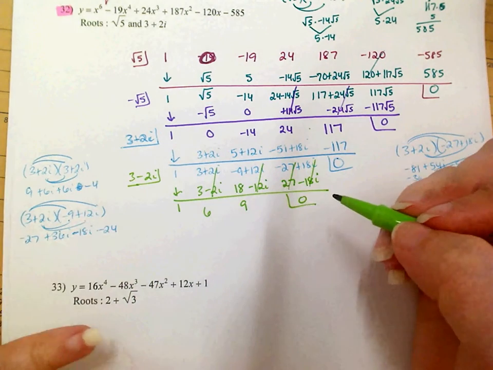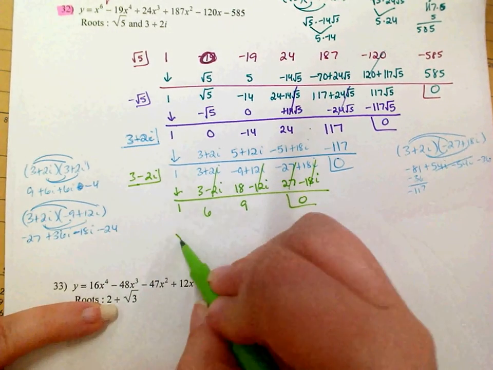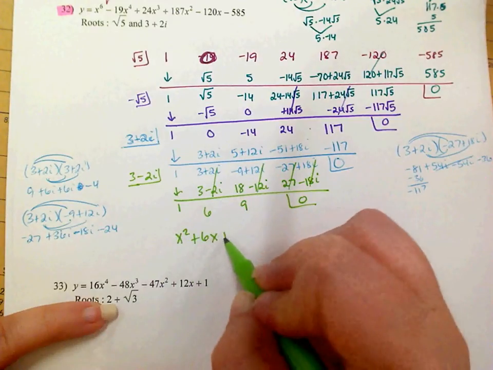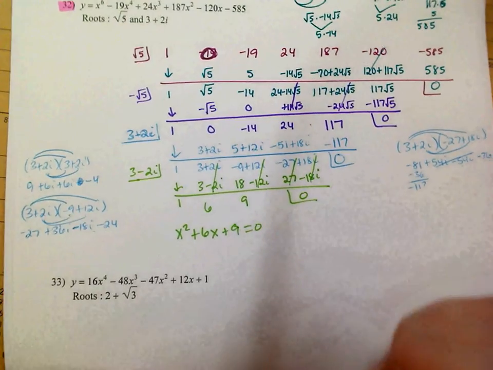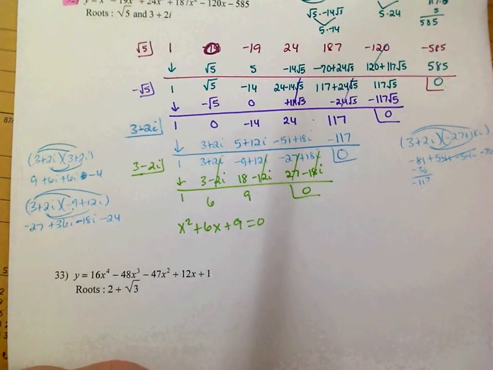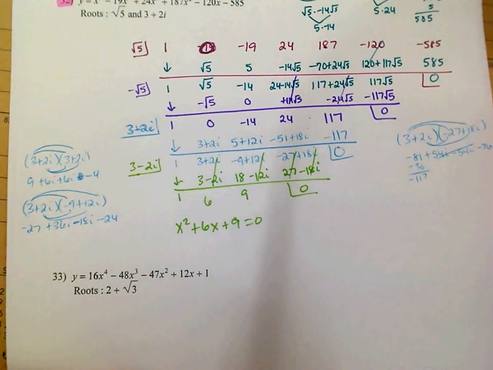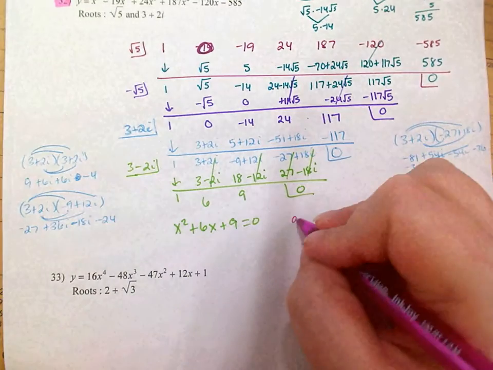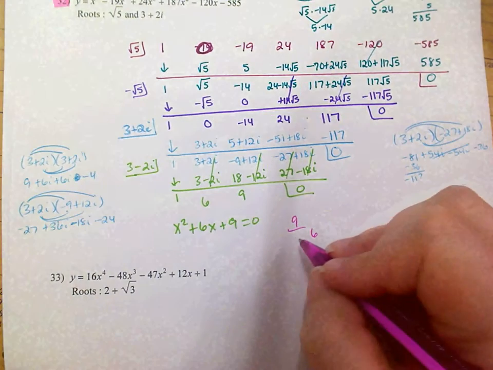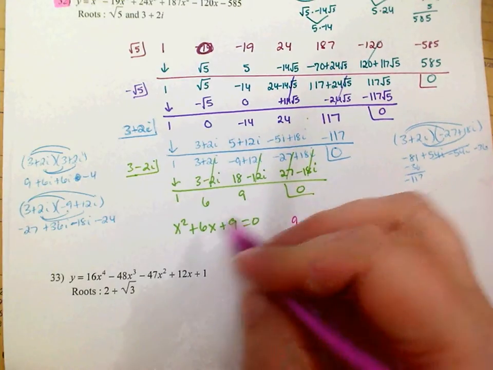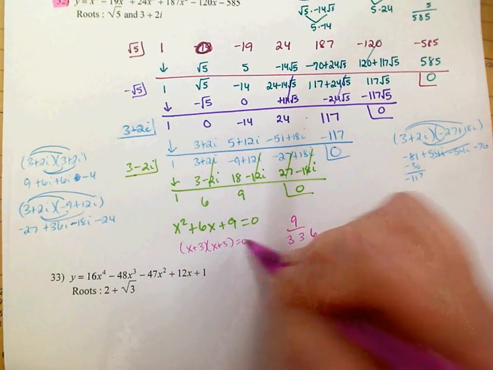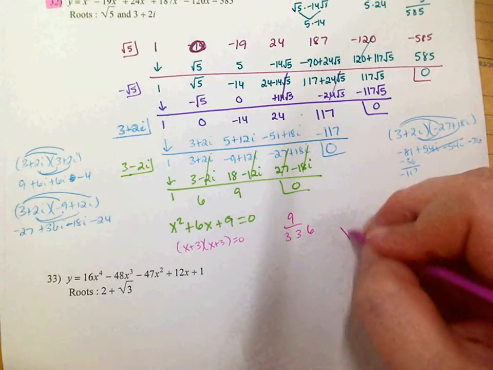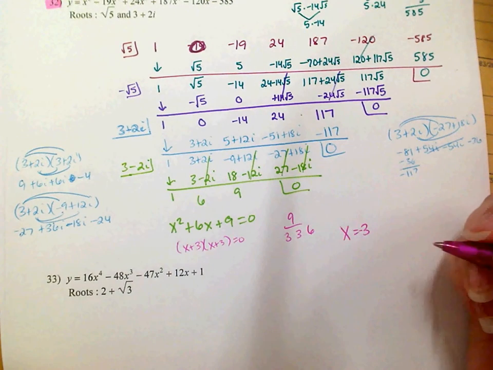Okay, you could complete the square, you could do the quadratic formula, but you should always check to see if it factors. Are there factors of 9 that add up to 6? Yes, there are: 3 and 3. So there's x plus 3 and x plus 3, which means my final answer is x equals negative 3, negative 3 with a multiplicity of 2, plus and minus the square root of 5, and 3 plus and minus 2i.